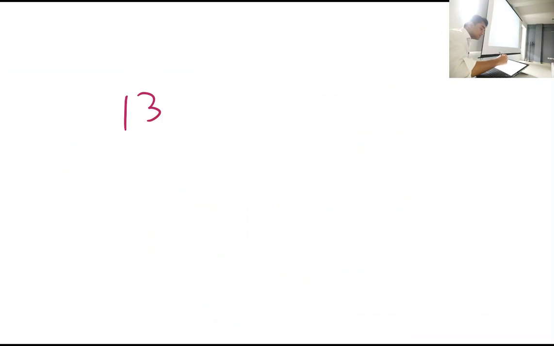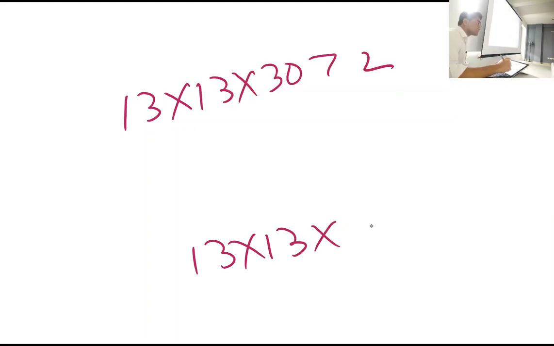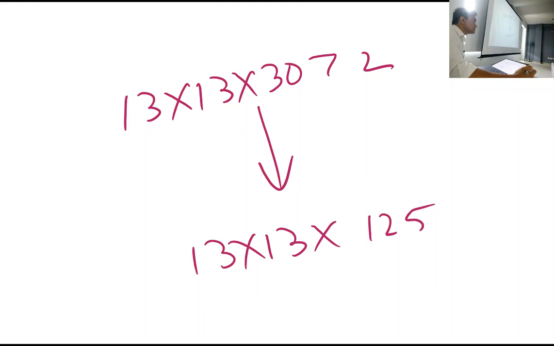So what do we have now? 13 cross 13 cross 3072. What is the output expected? 13 cross 13 cross 5 cross 25. Can I write this as one and the same thing? Right? And we know how do we convert from this to this. Use a 1 cross 1.